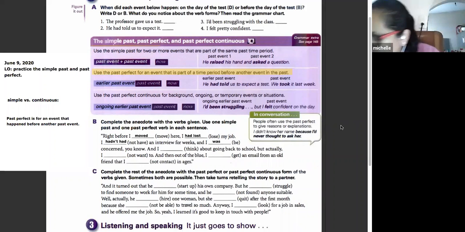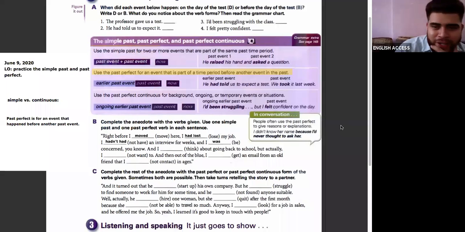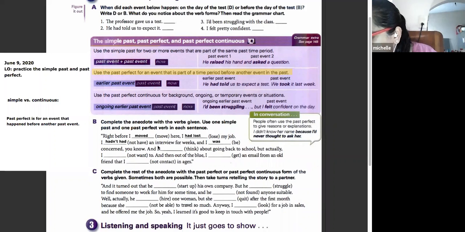I think that I finished. I'm not sure, obviously. I finished too. All right. Well, let's see what you have. Michelle, can you tell me the next sentence? And I told about going back to the school, but actually I didn't want to.